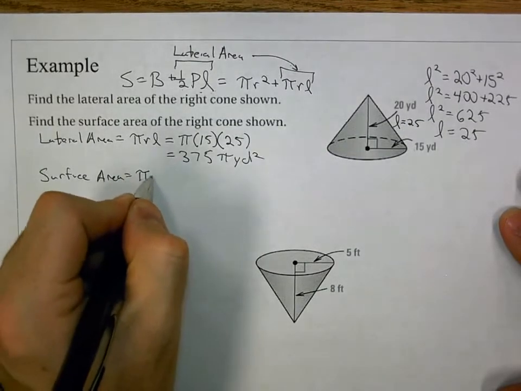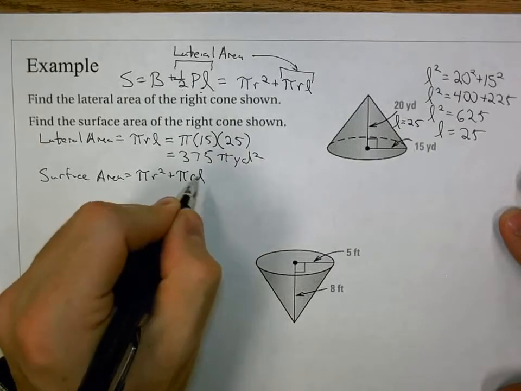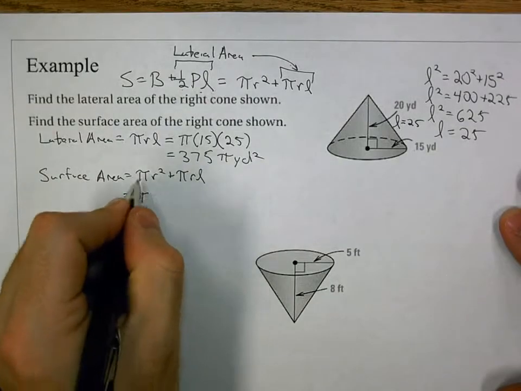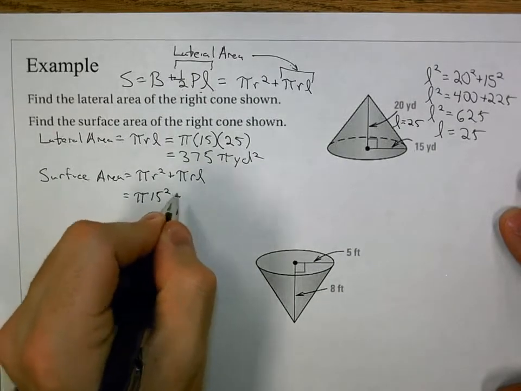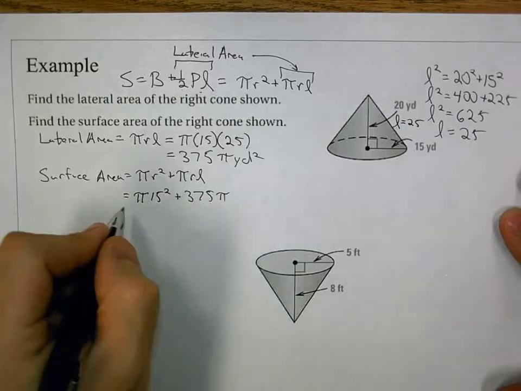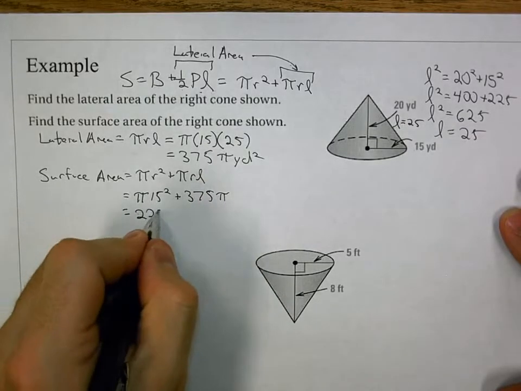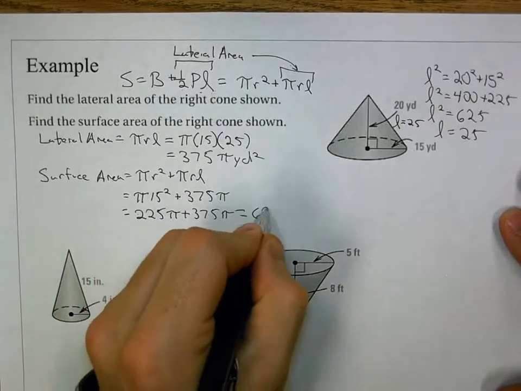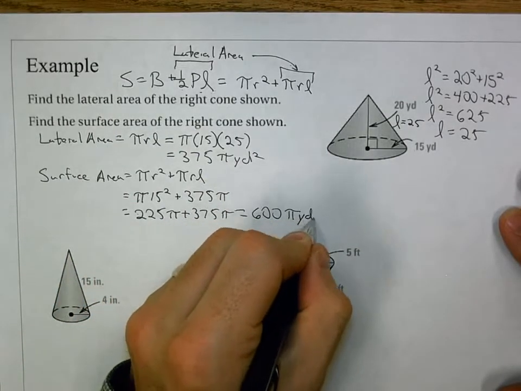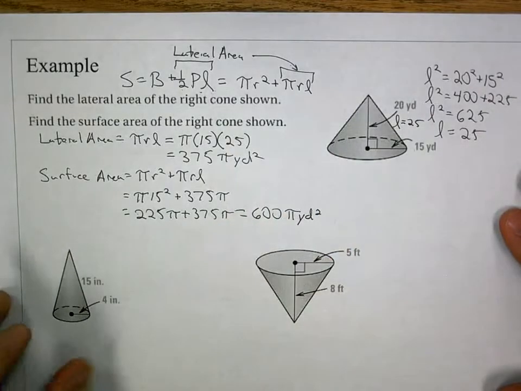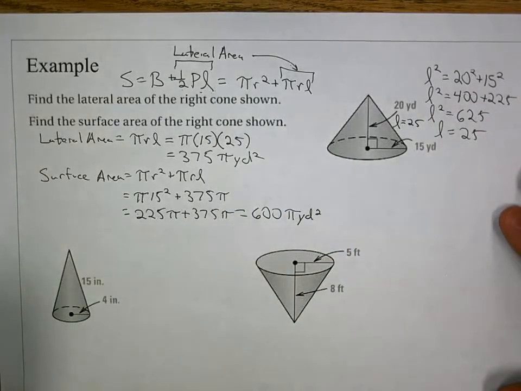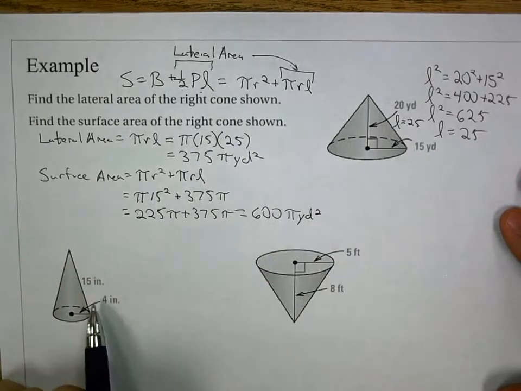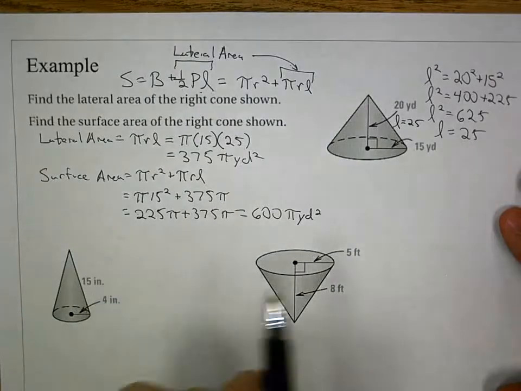So then when it comes to finding surface area, which is pi r squared plus pi rl, we already know this part. That's 375 pi. So we just have to solve for the first part, which is pi times 15 squared, which gives us 225 pi plus 375 pi, which is a total of 600 pi yards squared. Okay, the last one we had, we needed to find the slant height. This one, they already give it to us.